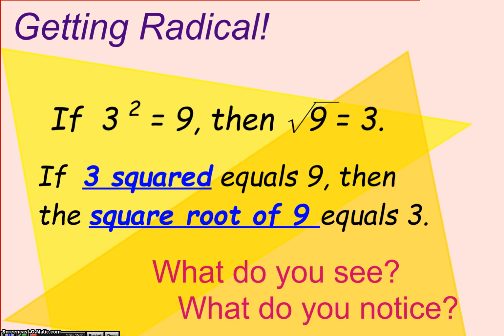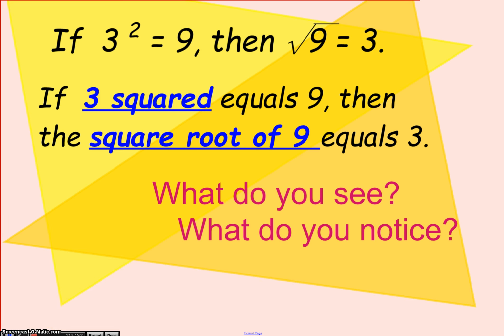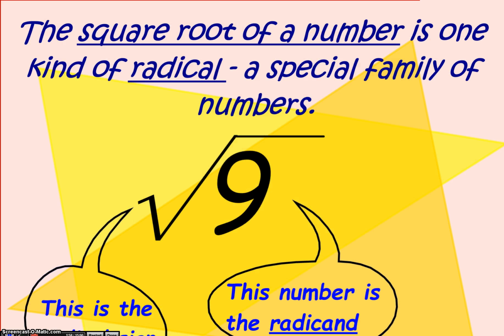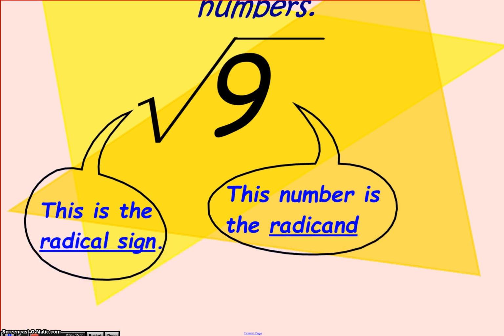So if 3 squared equals 9, then the square root of 9 is 3. What do you see and what do you notice? Well, you notice that once you take the square root of, this is called a radicand, you have the same thing that you squared. And this should all be a review of previous math. So the square root of a number is one kind of radical and a special family of numbers. This is the radical sign, and this number is called a radicand.